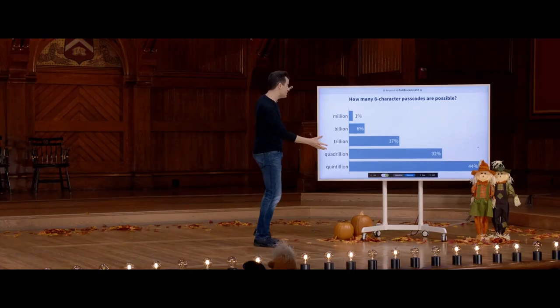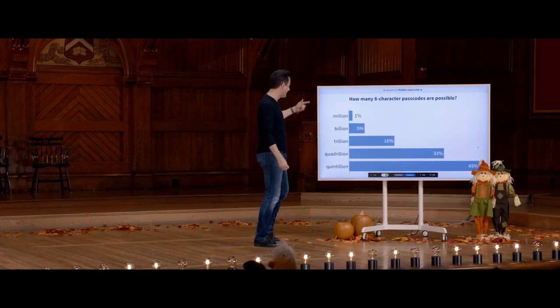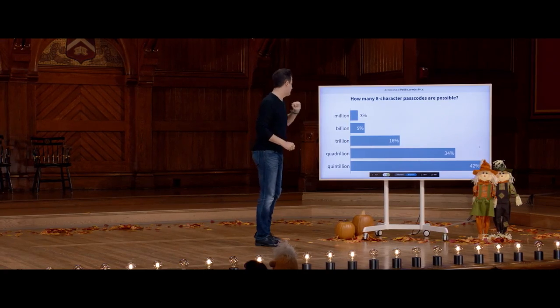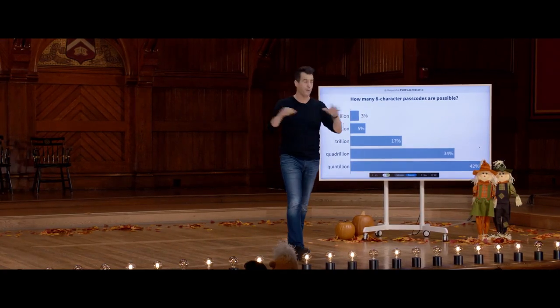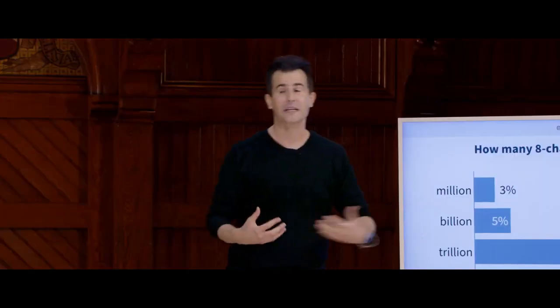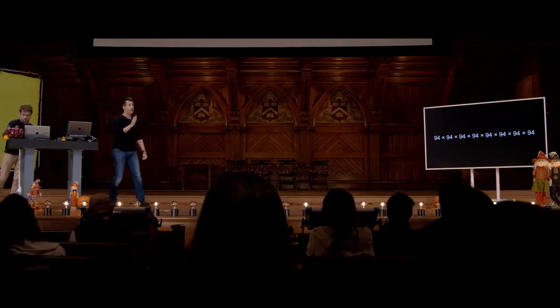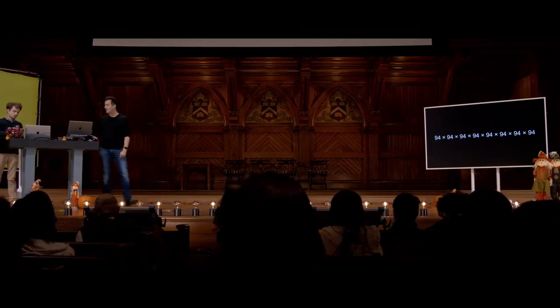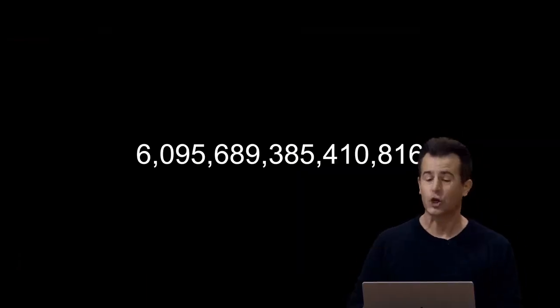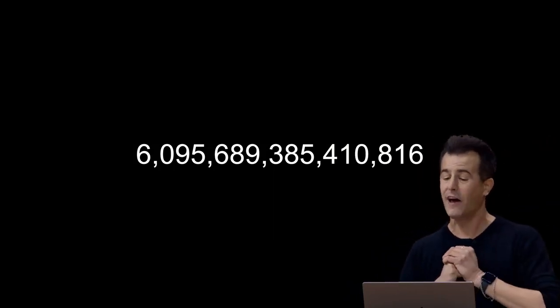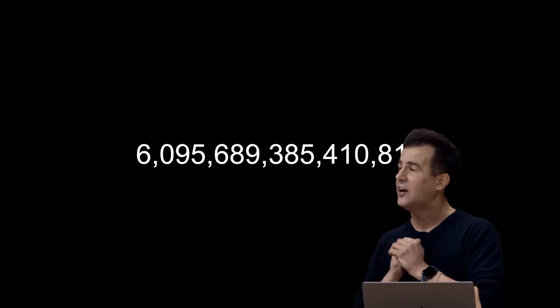A pretty decent spread here, although the quadrillions are quickly buzzing in and they're contending with the others here. Looks like 44% of you said quintillion, 34% said quadrillion, and this time, for the first time, you overbid. So indeed, if we go back to the math here, at least the majority overbid. If we have 8-character passcodes, that gives us 94 times itself 8 times, or 94 to the 8th power. And in fact, that gives us roughly 6,695,385,410,816 possible passcodes.